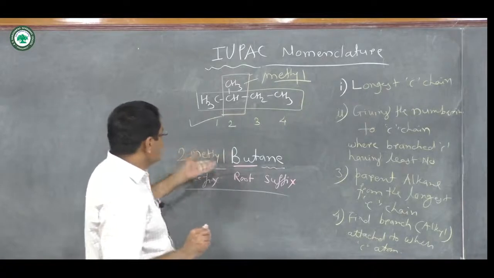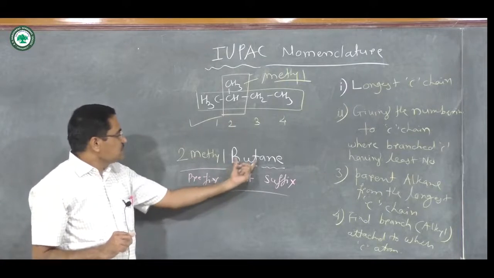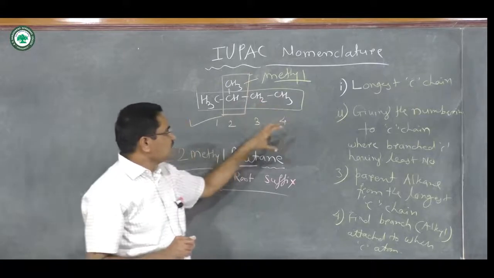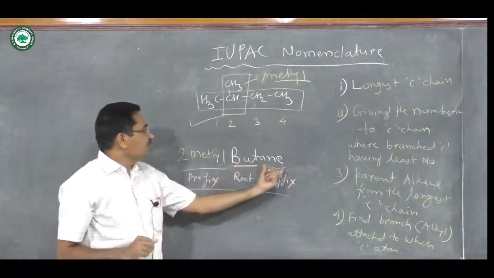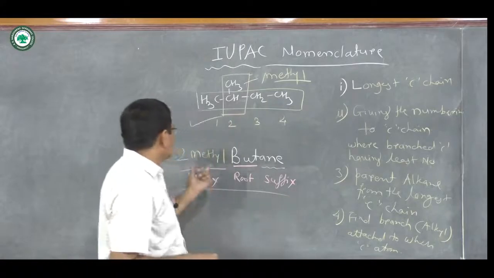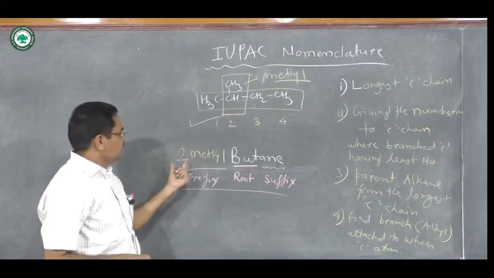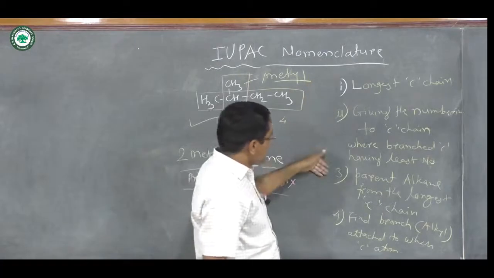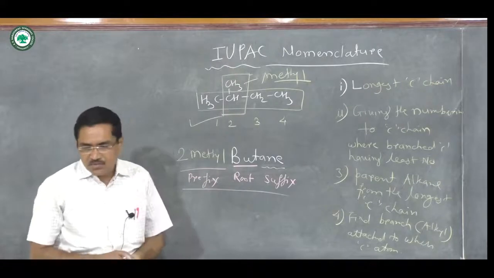We will repeat here again. Now 2-methylbutane. BUT is the root because there are 4 carbon atoms present in the longest carbon chain, and Ane is coming from alkane, and methyl is the branch which is attached to the second carbon atom. We follow all these steps and we obtain the IUPAC name of this compound.